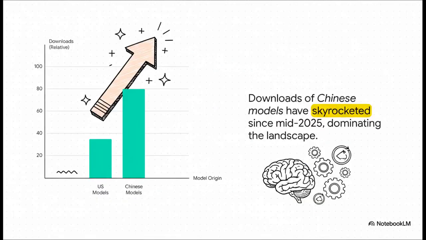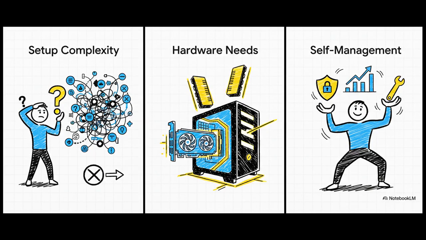The data totally backs this up. Just look at the download numbers. Before mid-2024, US models were what everyone was using. Now, Chinese models have just surged past them, and they're dominating the open source scene. This isn't just about one country winning, it's about this intense global race that's making the tech better for all of us.